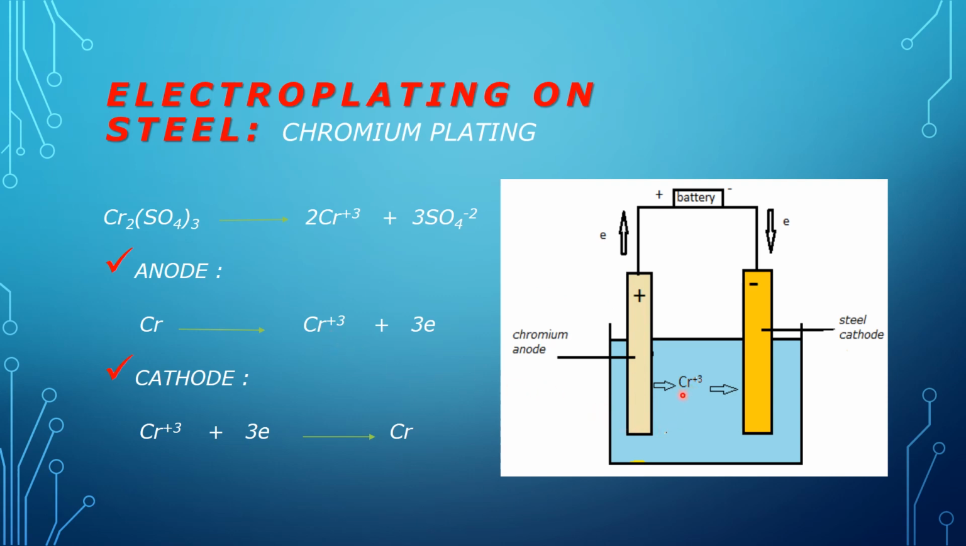Now the chromium ions are in electrolyte. Chromium ions carry positive charge. They will move towards negatively charged steel cathode where these chromium ions will gain 3 electrons and deposit as chromium around steel cathode. This is how chromium is electroplated around steel object.